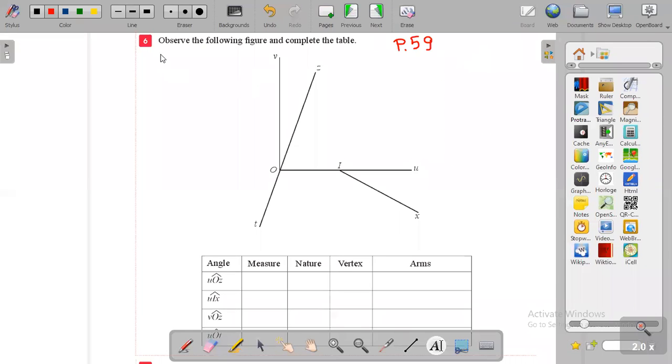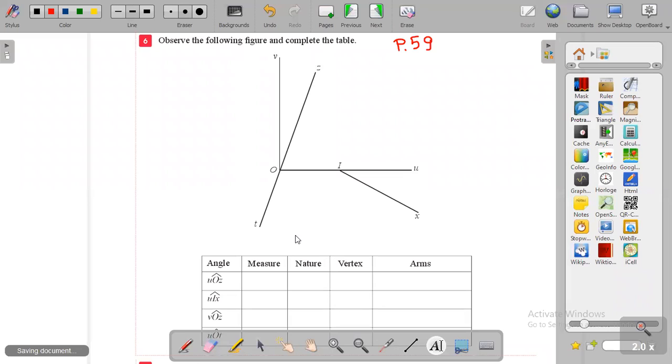Hello, in this video we will do exercise 6, page 59. Observe the following figure and complete the table. We have angles. We have to find their measure, the nature, the vertex, and the arms. UOZ. We have to find the measure of UOZ.